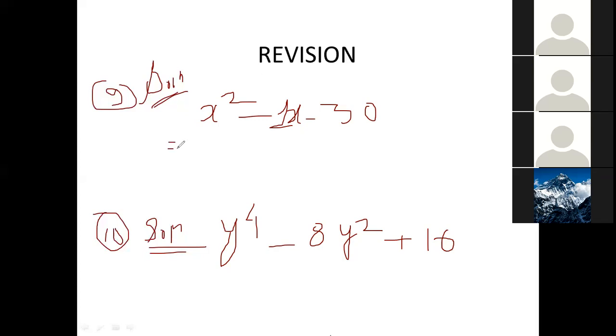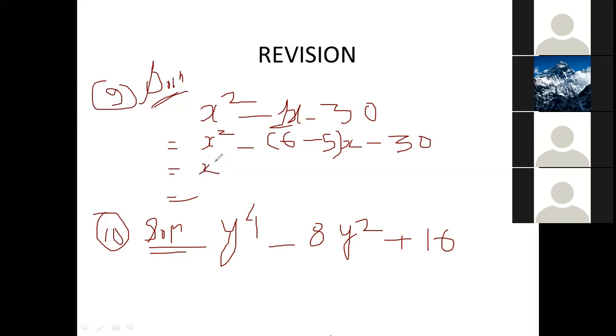First question, what will be there, children? How to factorize it? Here there will be x square minus. What will be here, children? 6 minus 5, because 6 fives are 30 and 6 minus 5 is 1. And here will be x only, right? And here write 30. Okay, children, now what will you do here?